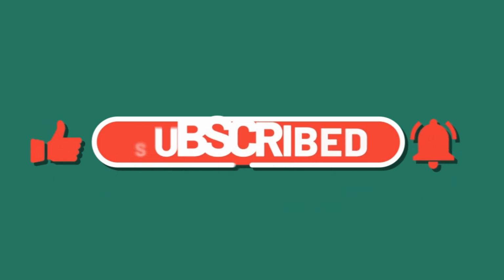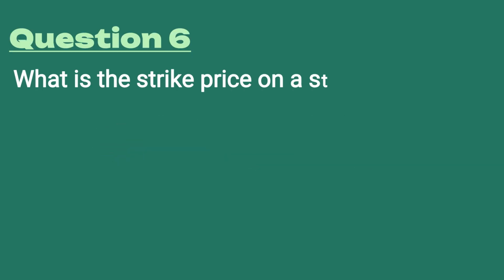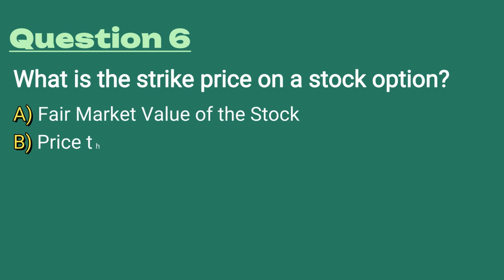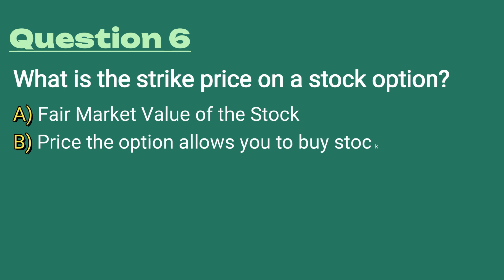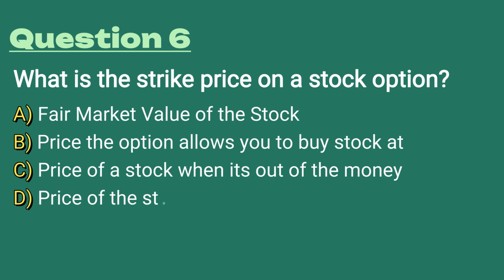All right, question number 6. What is the strike price on a stock option? A, fair market value of the stock. B, price the option allows you to buy the stock at. C, price of the stock when it's out of the money. Or D, price of the stock in 10 years.